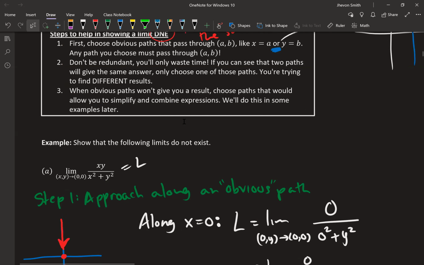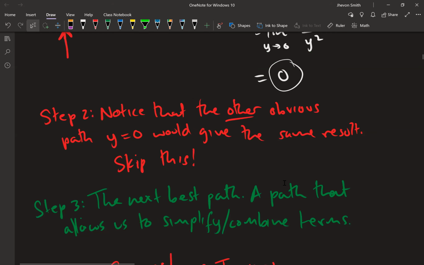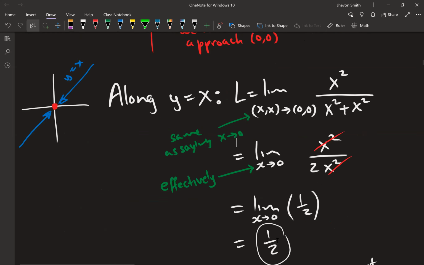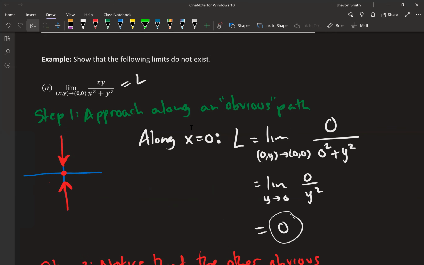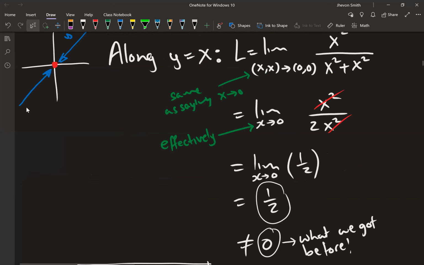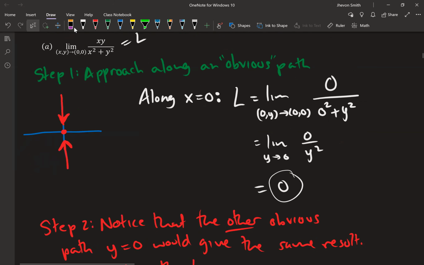But yeah, so I went along x equals 0, got 0 as the answer. I went along y equals x, and I got a half as the answer. Two different answers, limit does not exist. These two paths that I tried were great paths because one, they were very simple and they went through the point that I cared about. And two, they gave me different answers.